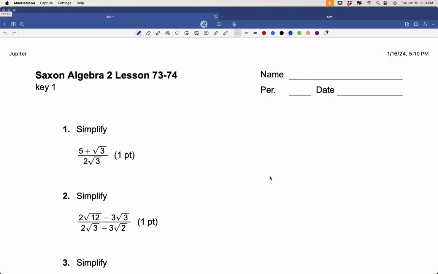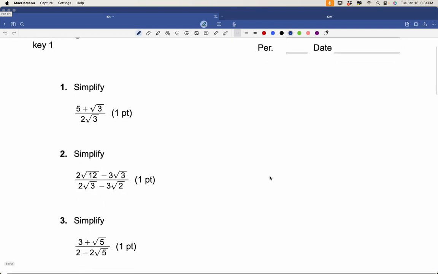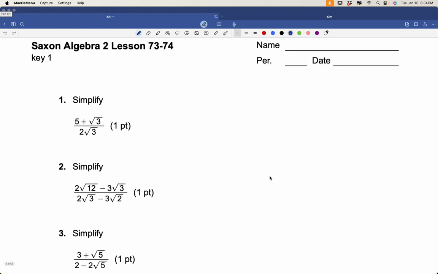So now let's look at Tuesday's work, 73 and 74. And we are going to simplify these fractions that have radicals in the denominator. We don't want to have the radical in the denominator, so we multiply to get rid of it. So this would be 5 plus square root of 3 over 2 times the square root of 3. So we just multiply by the denominator in the numerator and the denominator.